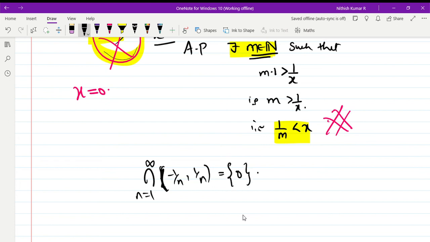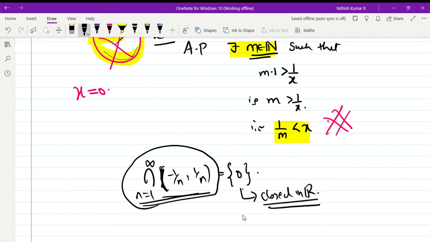Now observe, this singleton set {0} is a closed set in R. Yes, we know that finite sets are closed. Therefore, this singleton set is a closed set in R. But what about the intersection? We got an arbitrary intersection, or in particular an infinite intersection of open intervals, or infinite intersection of open sets. Infinite intersection of open sets is a closed set.